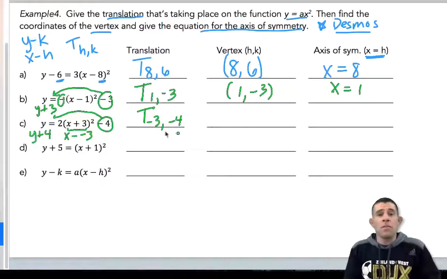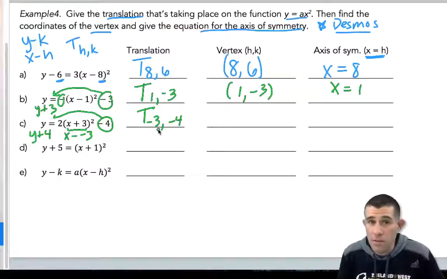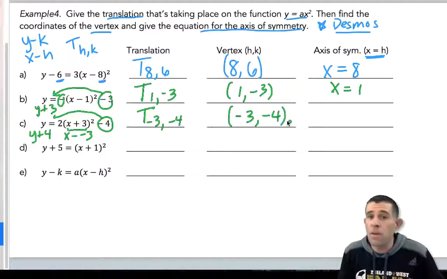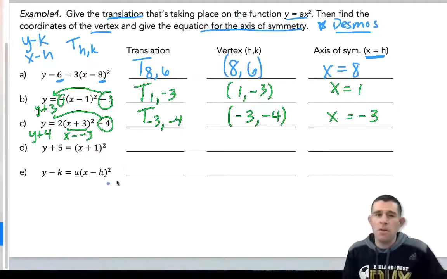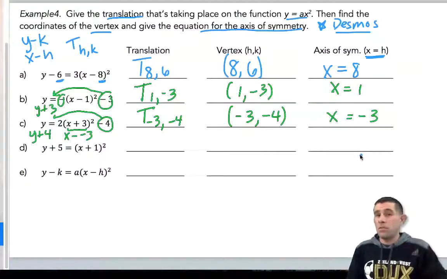All right, so that means I slid this to the left 3 and down 4, and therefore my vertex should be at (negative 3, negative 4). And my axis of symmetry should be at x equals negative 3. All right, let's try one more, and then we'll leave the last one for in class.